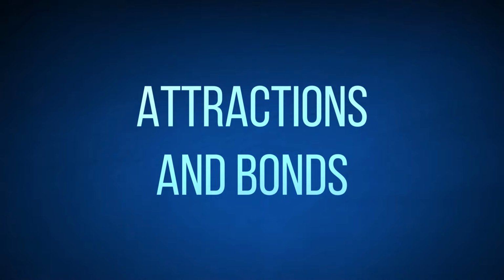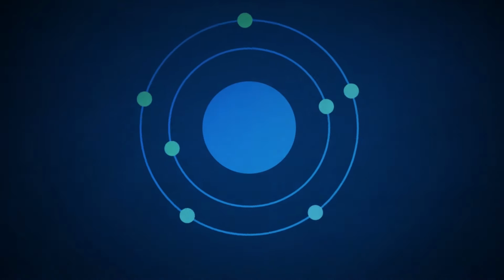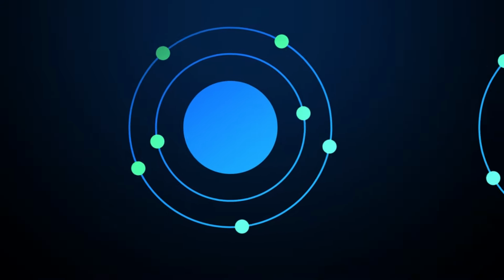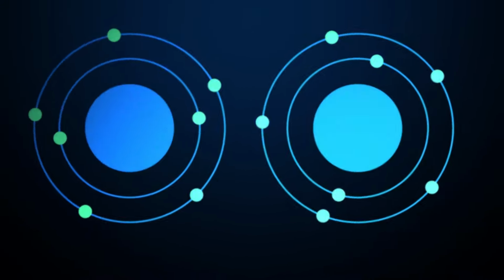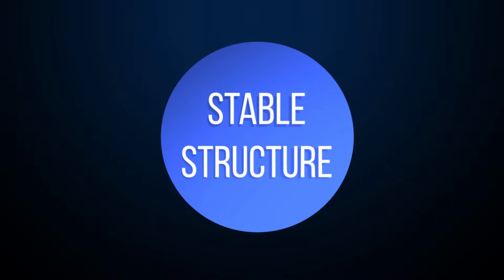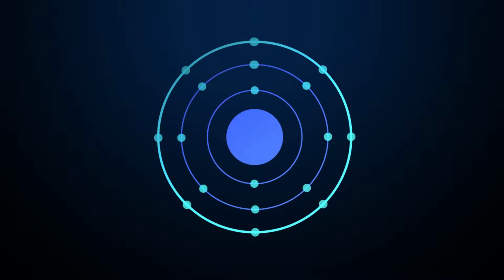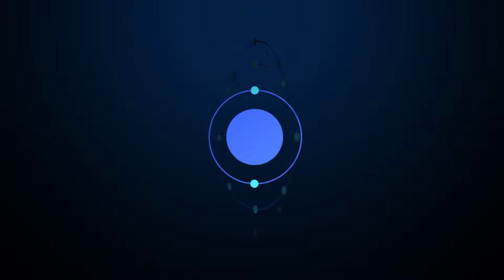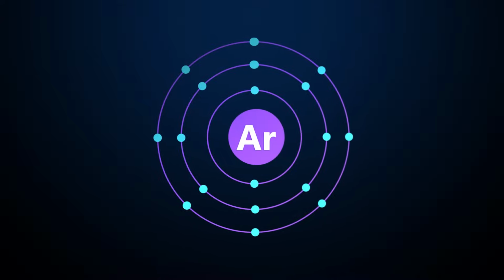Attractions and bonds. Basic building blocks of matter, atoms can't stand being alone. They like to interact with each other. Why? It's simple. They attempt to become stable by having a complete valence shell, which contains as many electrons as possible so that they achieve noble gas configuration. As noble gases are already stable, they don't need to react.